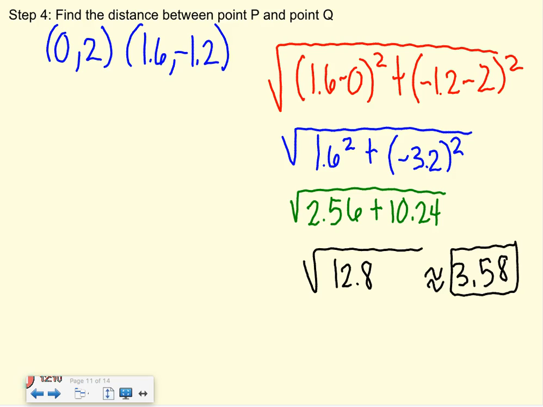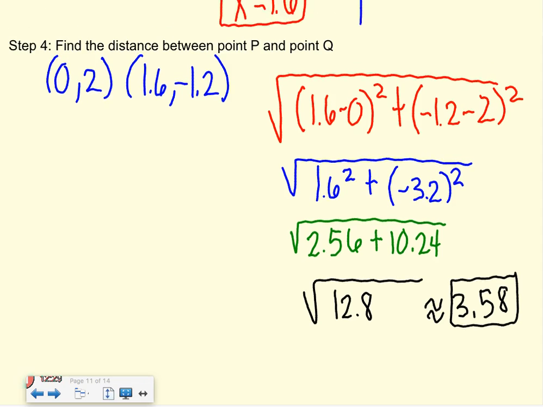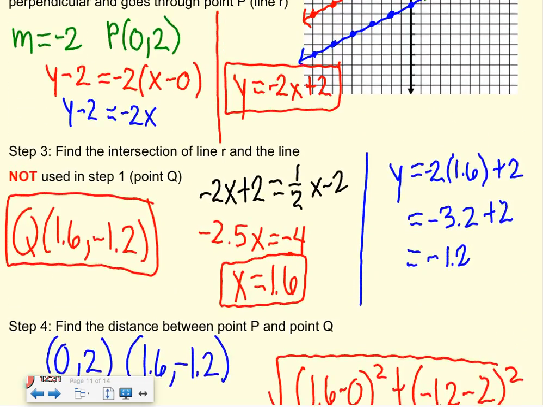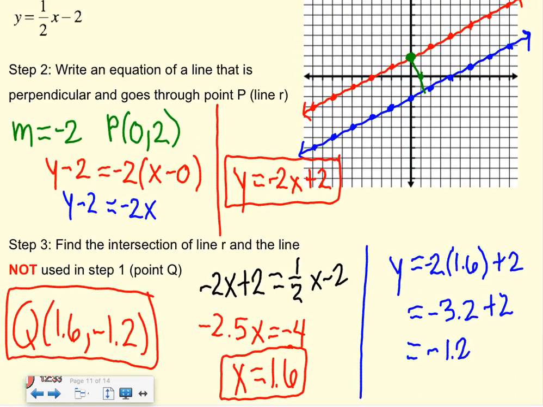Something like this? Yeah, you're pretty close. You did it, yes. So if we look, is it less than 4? Yes. But that's a pretty good guess. 3.6.